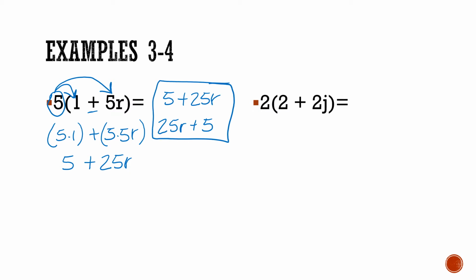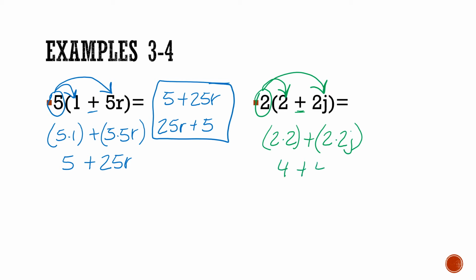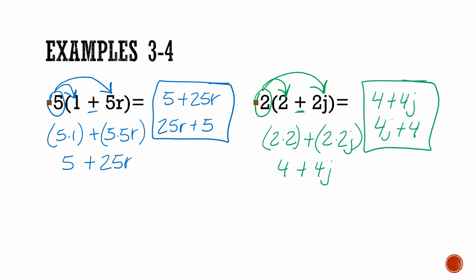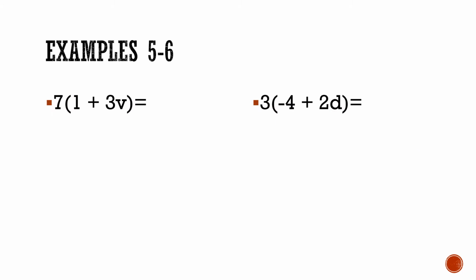In example 4, we're going to distribute this 2 to each term inside parentheses. So that's going to be 2 times 2. I'm going to bring down my plus sign. And 2 times 2j. 2 times 2 is 4, and 2 times 2j is 4j. So we would write our answer as 4 plus 4j, or we can write it as 4j plus 4. Either one of those would be correct. Okay, pause your video and try 5 and 6.